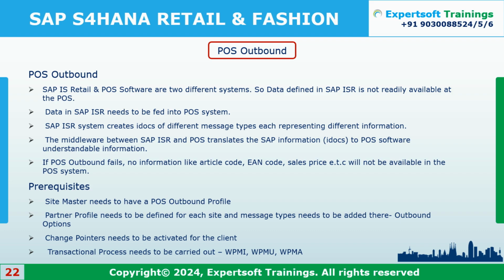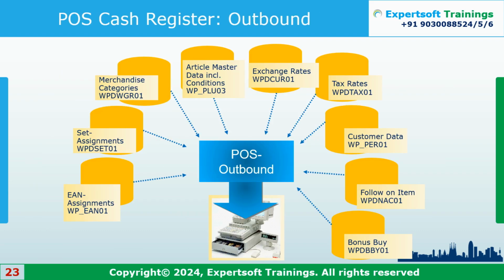And these are the different kinds of data that can be sent. The different IDOCs that you can send are WPN, WPD set, WPD, WGR01. These are the different IDOC types for retail, which are sent from S4 to the point of sale system.